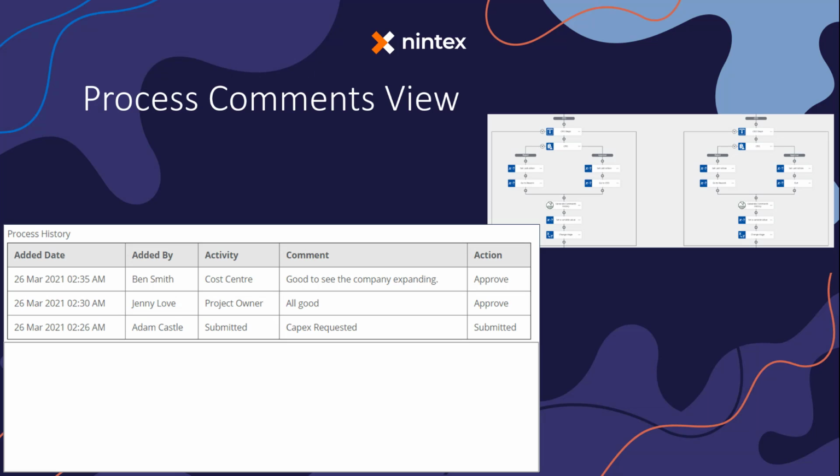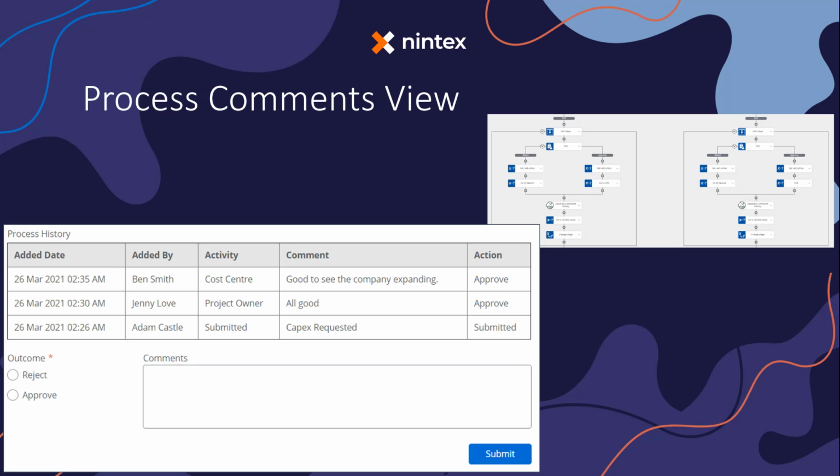Then we have the process comments view. It's really important to know where your process has been, why tasks have been approved or rejected, by who and when. We can take this view and also place it above existing controls. So before we make a decision, we can review the process history and then select our outcome, add a comment, and then the next user that gets a task will then have an updated process history, including your comments.